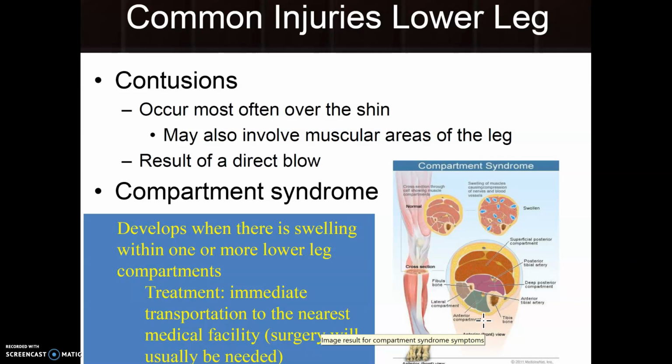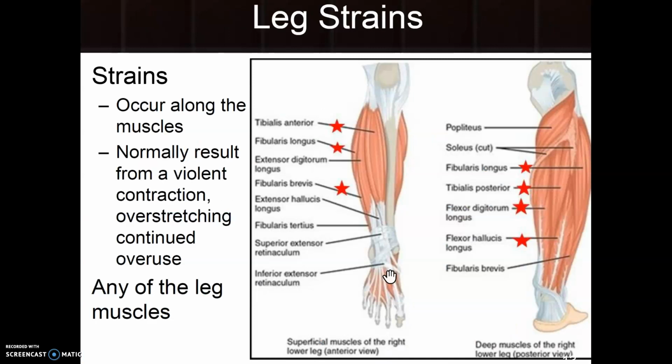People who have a compartment syndrome are at risk of losing their foot because the blood flow can no longer oxygenate the tissues, and the tissue will start to become necrotic. It develops when there's swelling within one or more of the leg compartments. Treatment is immediate transportation to the nearest medical facility, especially if it's the anterior compartment, because anterior compartment syndrome is the one that puts the most pressure on the blood supply and nerve supply to the distal end of the extremity.